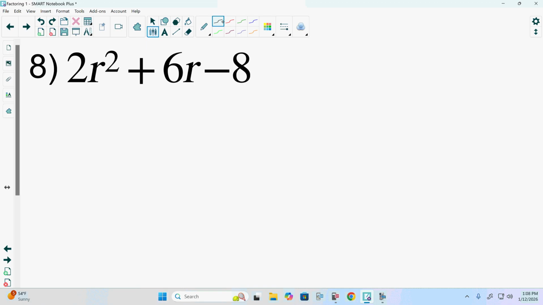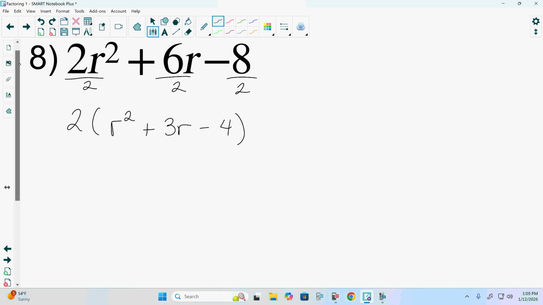2r squared plus 6r minus 8. Is there a greatest common factor? Yeah. 2. So we're going to factor it out. We're going to divide all three spots by 2. 2r squared divided by 2 is going to leave us with r squared. 6r divided by 2. 6 divided by 2 is going to give us positive 3. And we still have our r. And negative 8 divided by 2 is going to be negative 4.